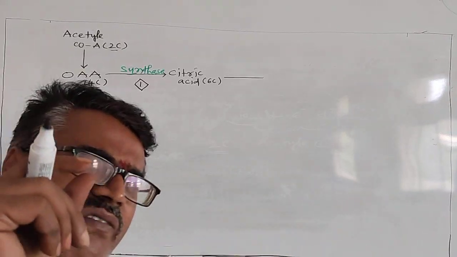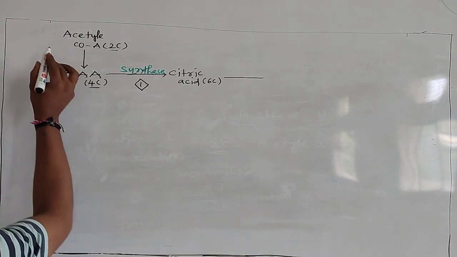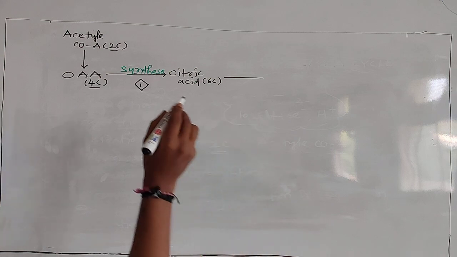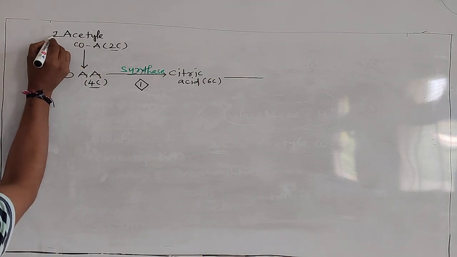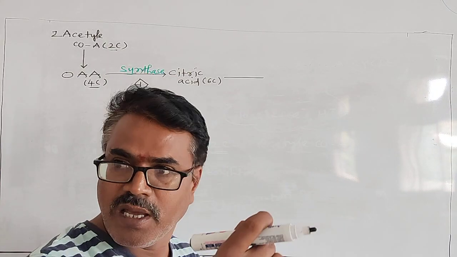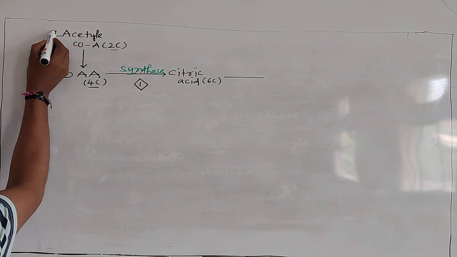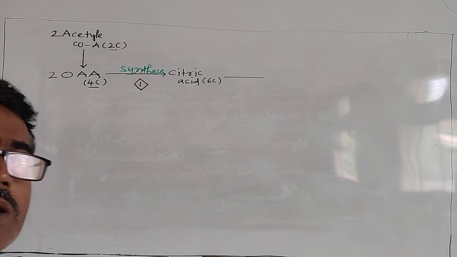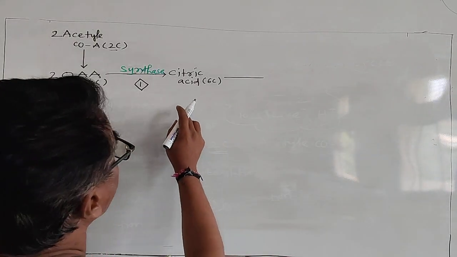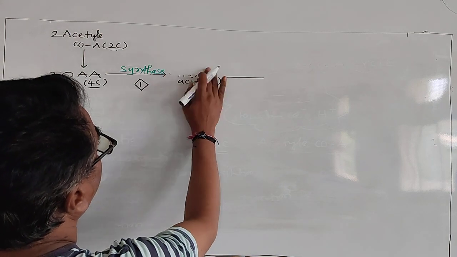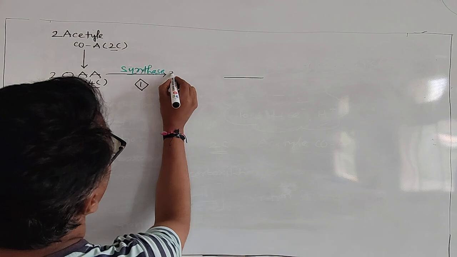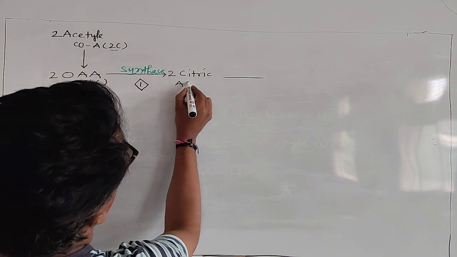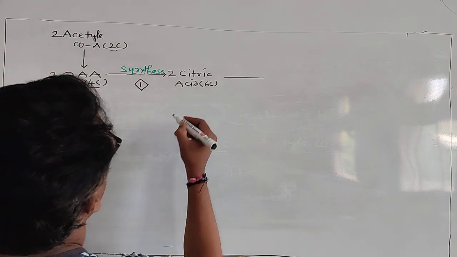The mole number is also very important in this topic. In step number 2 of aerobic respiration, 2 moles of acetyl coenzyme A are released. These 2 moles of acetyl coenzyme A are condensed with 2 moles of oxaloacetic acid, resulting in the formation of 2 moles of citric acid. This citric acid is a 6 carbon compound.